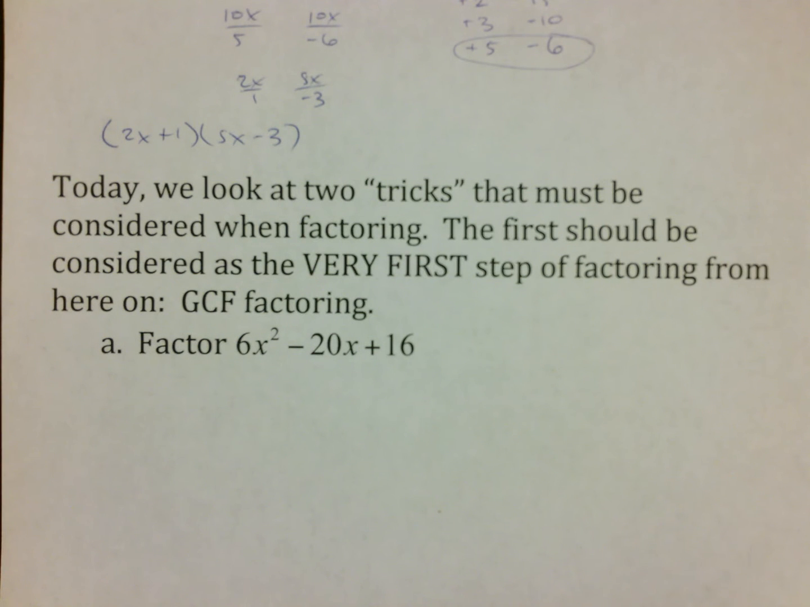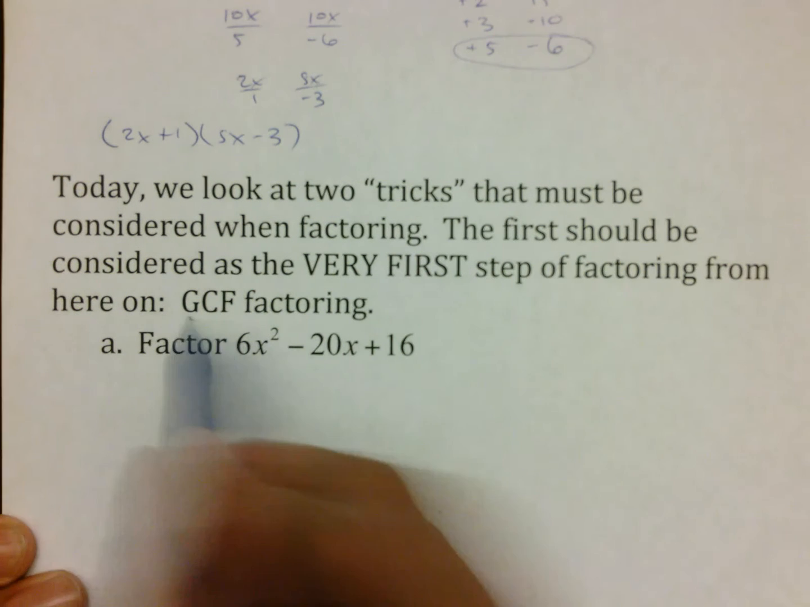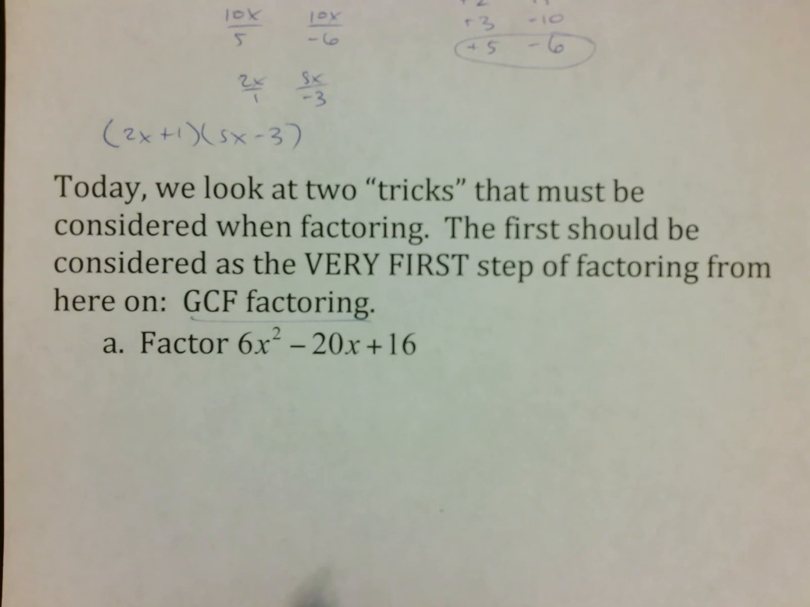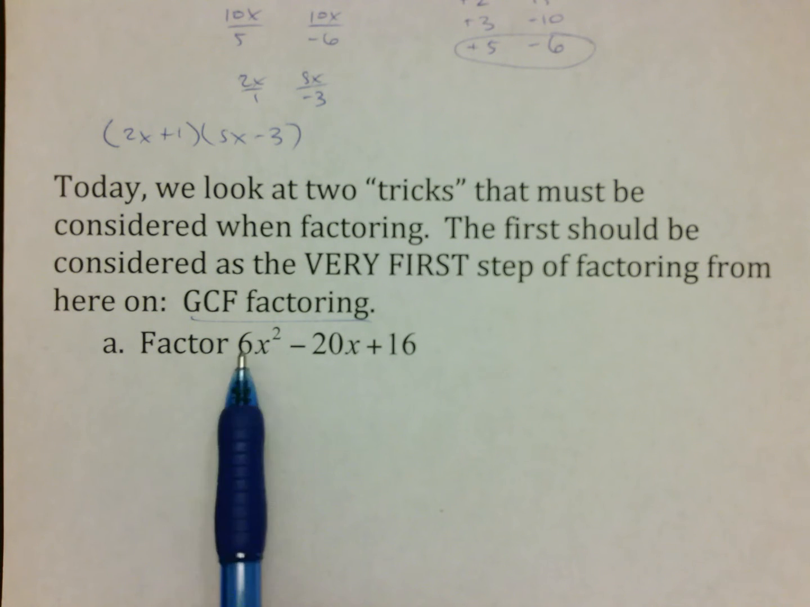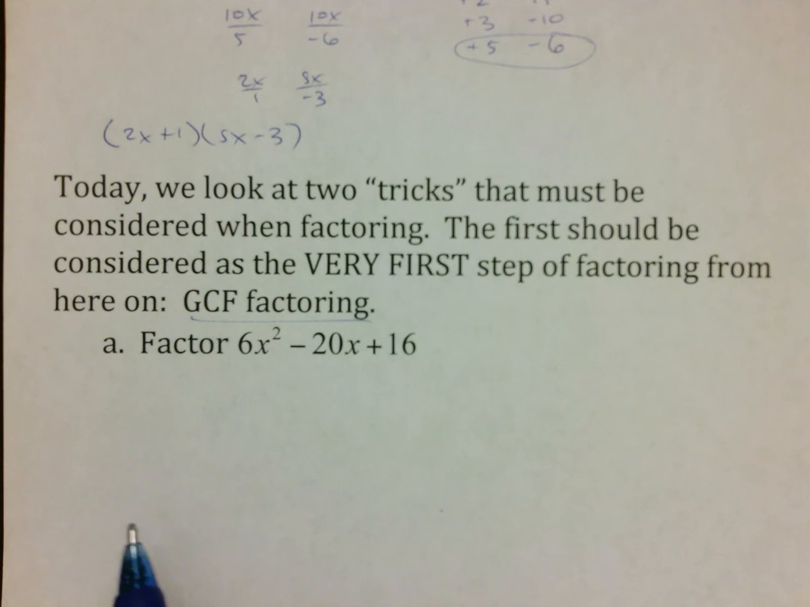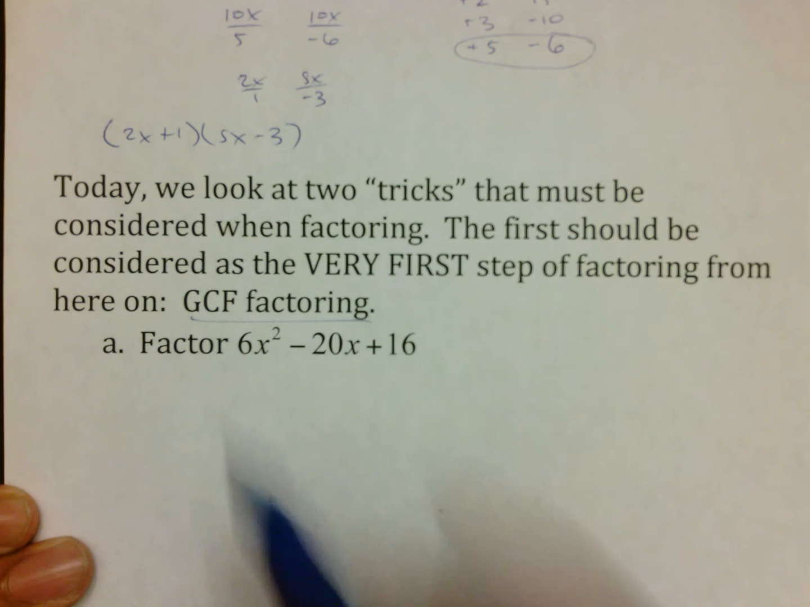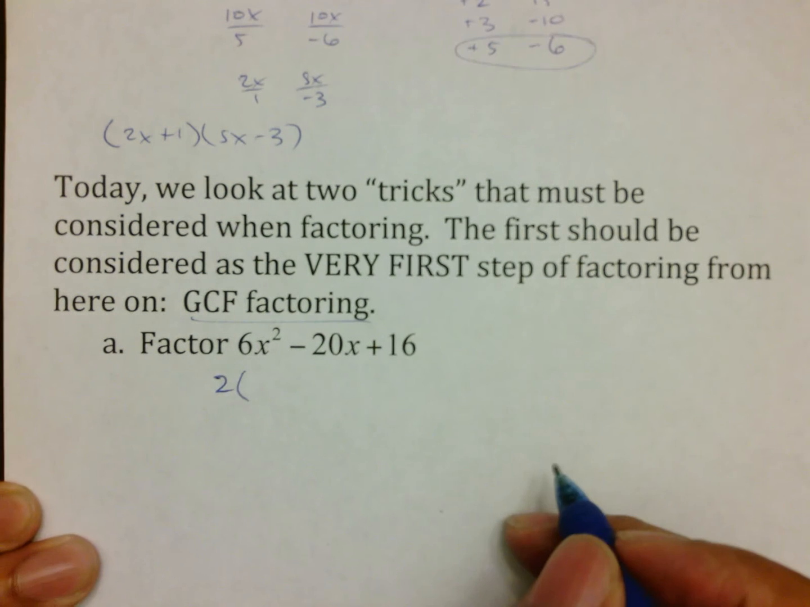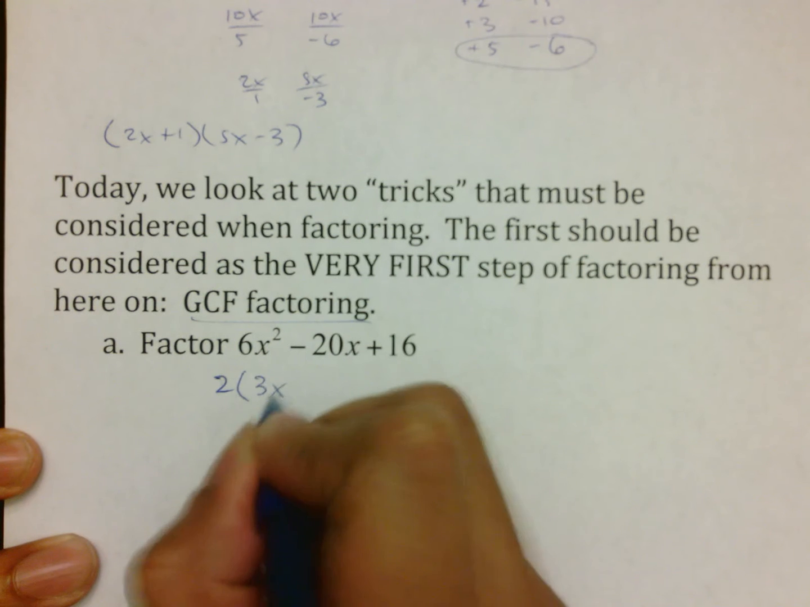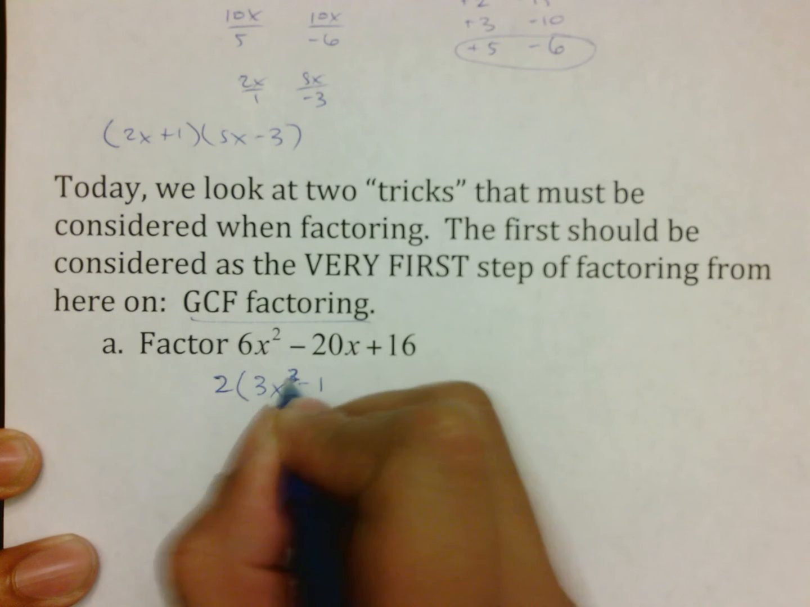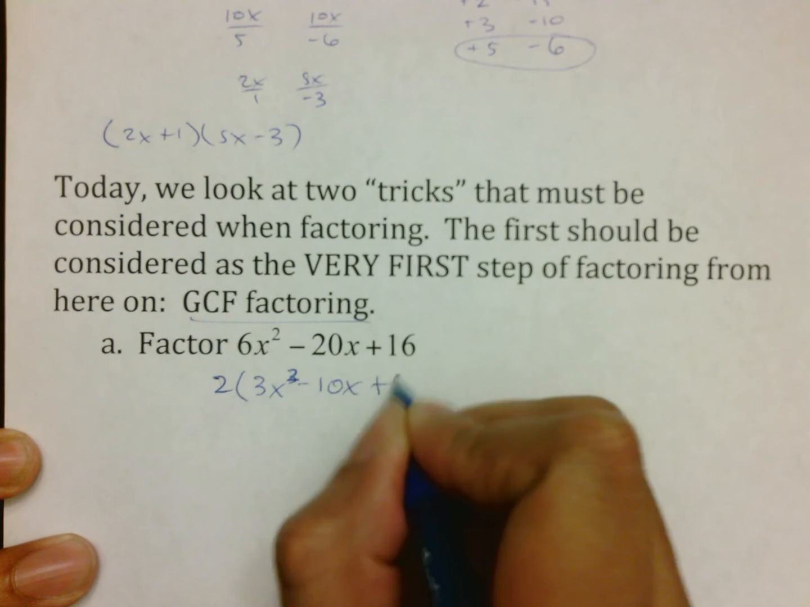The first should be considered as the very first step from here on out, which is the GCF factoring. Because if you don't do that, then you're going to miss a couple problems here and there, because they set you up sometimes. In other words, what you need to be doing first from here on out is looking at your numbers 6, 20, and 16 and asking, is there anything I can take out of them? And of course the answer is yes. 6, 20, and 16 can all be divided by 2. And if you remember our last test, that's where we rewrite this as 3x squared minus 10x plus 8.